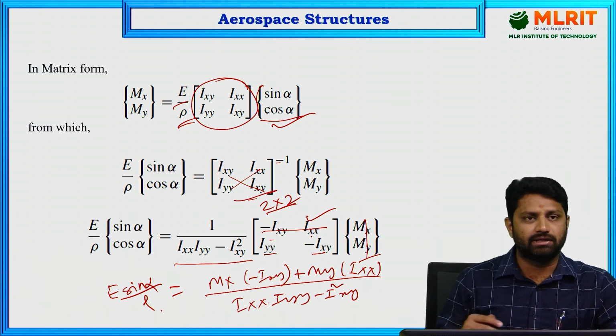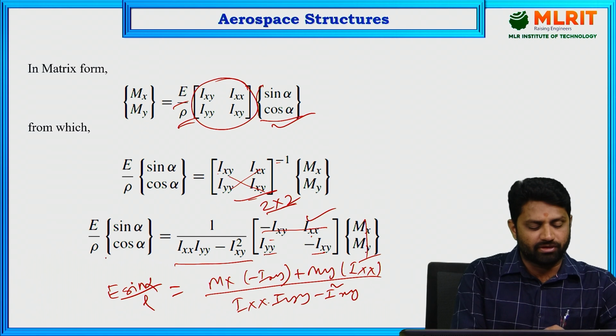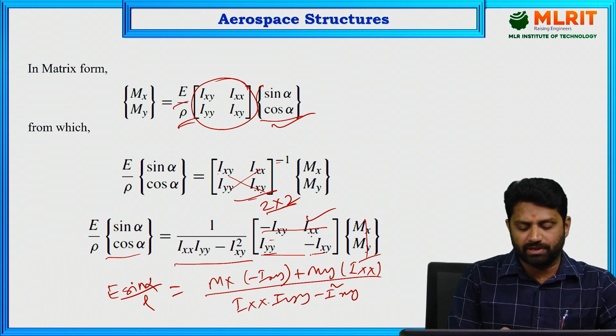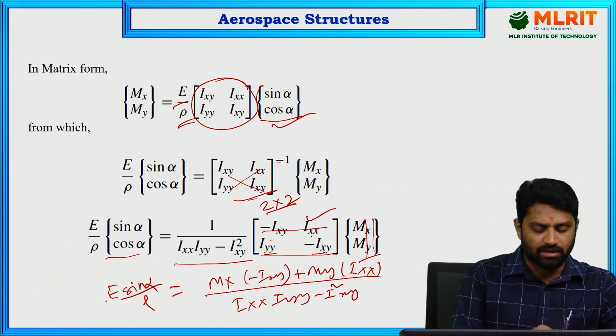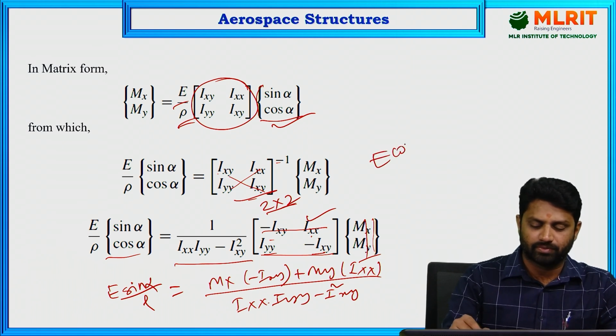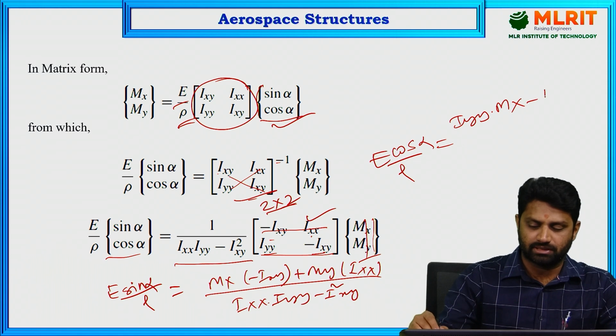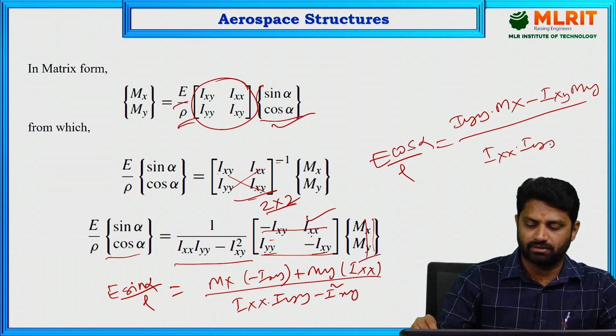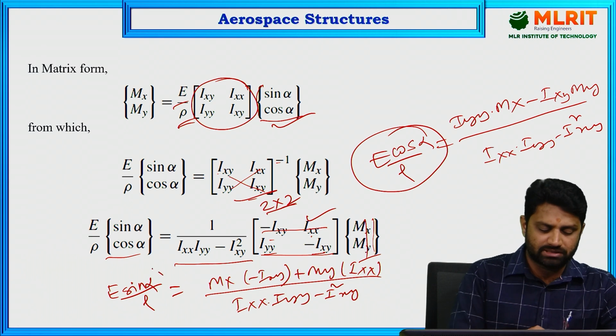Similarly, if you write E cos alpha by rho, the second one, you have to multiply the second row with the column, and you are going to get another equation, that is E cos alpha by rho, equals (Iyy into mx minus Ixy into my) divided by (Ixx Iyy minus I square xy). So this is E cos alpha by rho, and that was E sin alpha by rho.